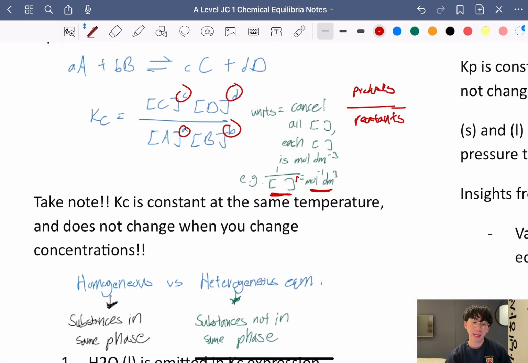Do take note that Kc is constant at the same temperature, and it does not change when you change concentrations. I'm going to be emphasizing this a lot throughout this lecture, so please just take note of this, because this is a very typical trap that examiners can give for chemical equilibria.